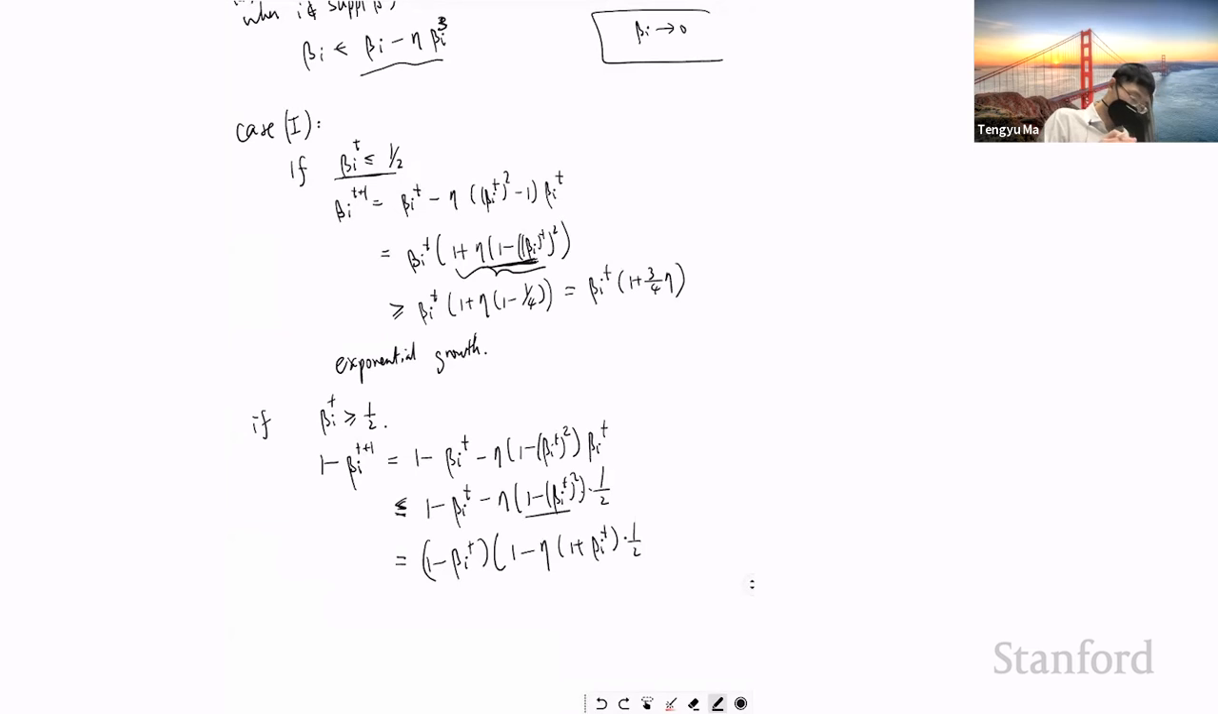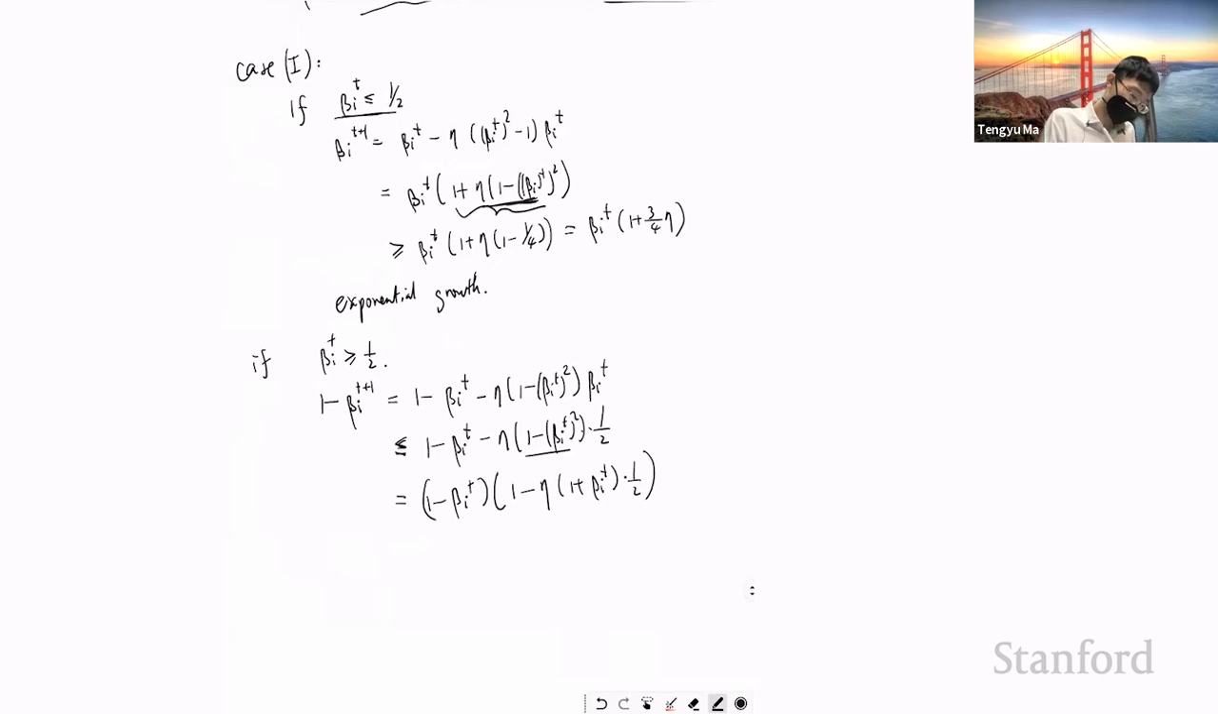I guess you may feel like this is a little bit unnatural, but I think if you see my final target, it's probably not super difficult to guess how to do the intermediate steps. So now I'm going to use the fact that beta_i(t) is bigger than 0. So I get 1 minus beta_i(t) is at most 1 minus eta times a half.